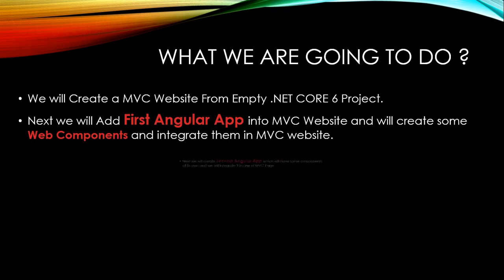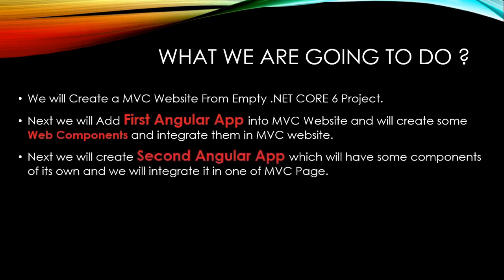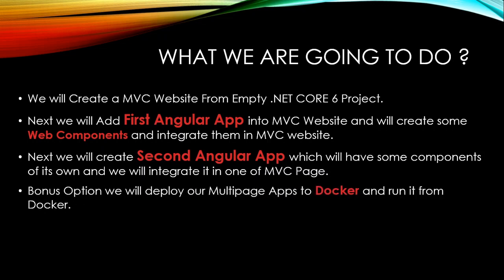Next, we will create a second Angular app which will have some components of its own, and we will integrate it into one of the MVC pages. As a bonus option in this series, we will deploy this multi-page application into Docker, and we will run it from Docker. So without further delay, let's jump into the code.